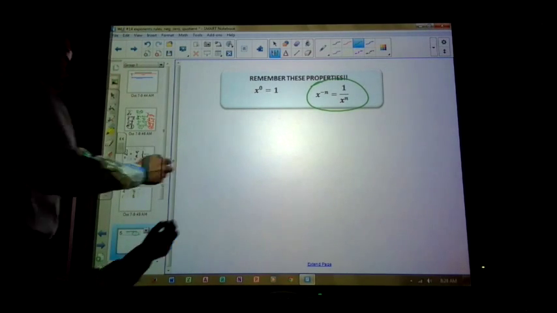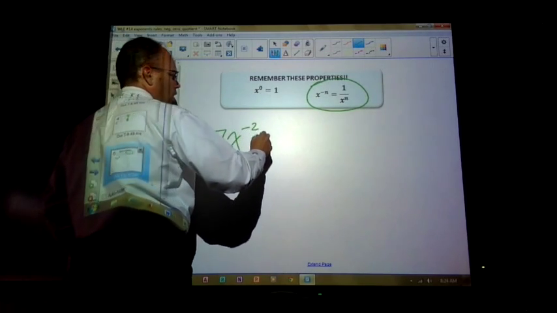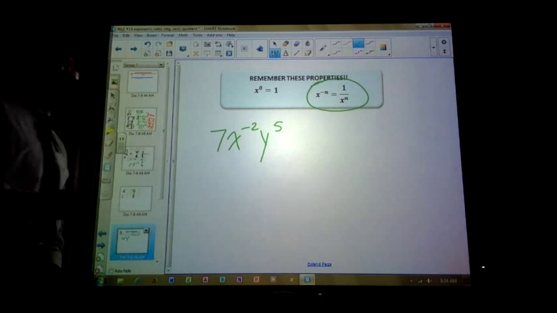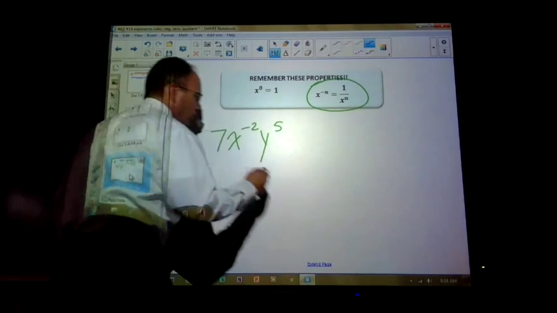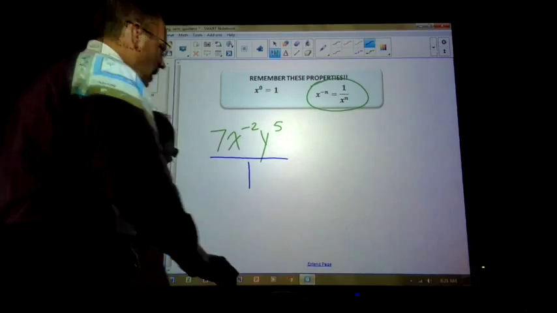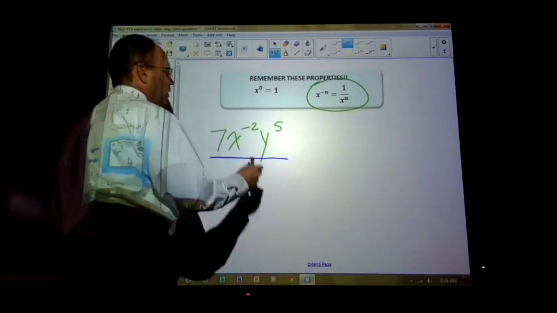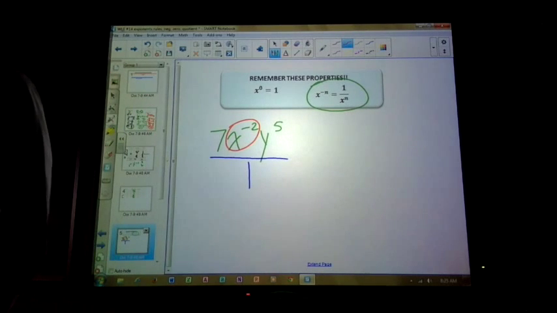It means this. Let's say I had 7x to the negative 2, y to the 5th. We have a negative exponent. Right now that whole number is written all in one string. I could put this whole thing over 1. The x to the negative 2 is a negative exponent. It's not happy where it's at. It wants to switch spots. So this right here is going to move. Once it moves, it's going to become a positive exponent.